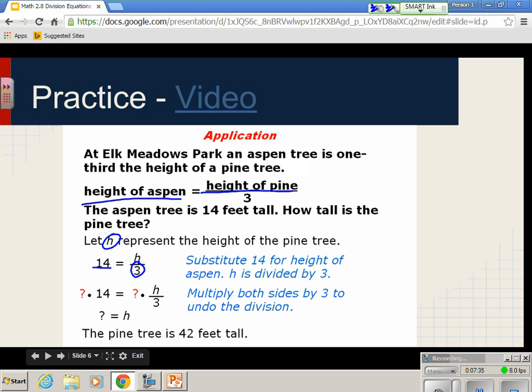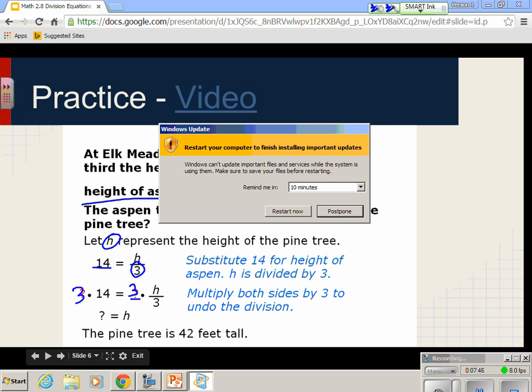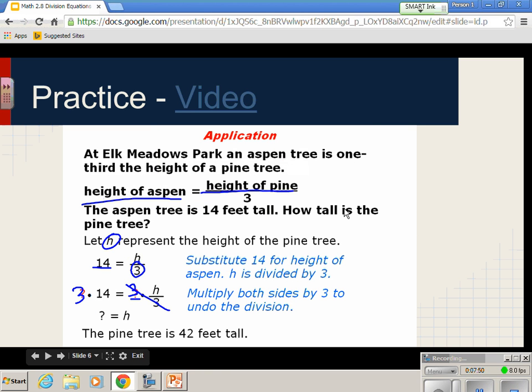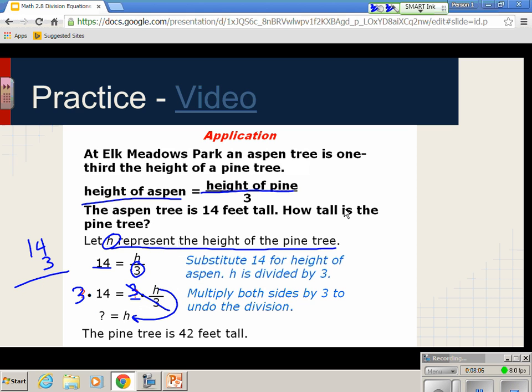And the way to undo division is, again, what? Correct, multiplication. So let's change that to be multiplied by 3 to both sides. Again, remember, 3 divided by 3, or 3 times 3, is now gone. You're just left with h, which, remember, is the height of a pine tree. And on the other side, we have 3 times 14. 3 times 4 is 12.